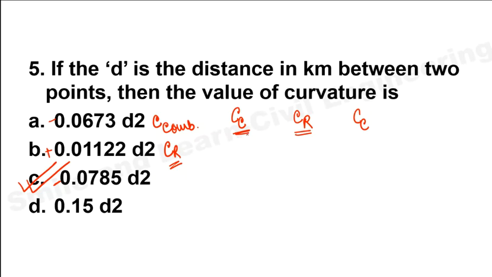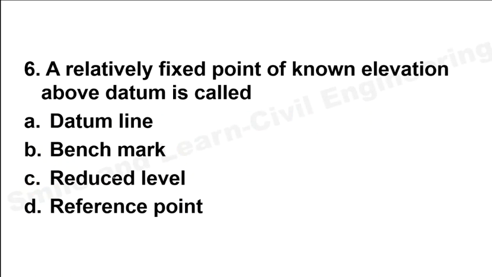This is one of the important points from the leveling part. Also numerical problems may come from this part. So you need to learn this by heart. Next question. A relatively fixed point of known elevation above datum is called, so the correct answer is obviously benchmark, the relatively fixed point of known elevation above datum.